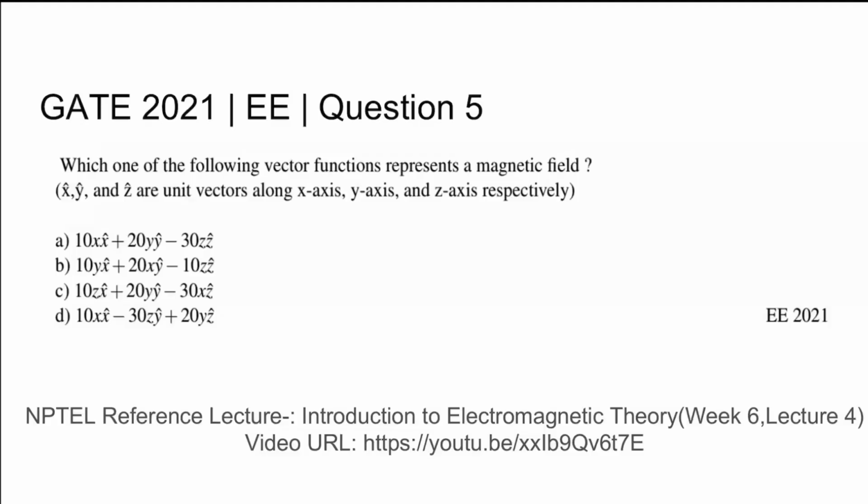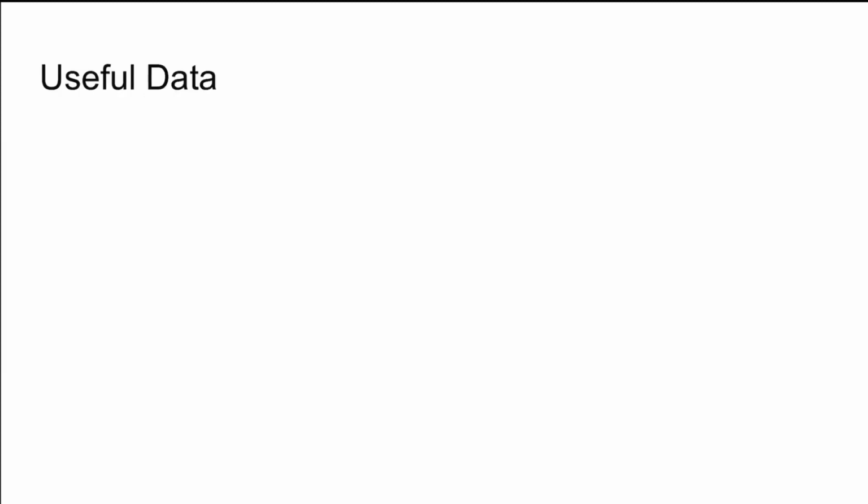GATE 2021 question 5. One of the following vector functions represents a magnetic field. So we are given four options here. So first, in order to determine which of the following vector functions is giving a magnetic field, we first need to understand that divergence of a magnetic field is always zero.